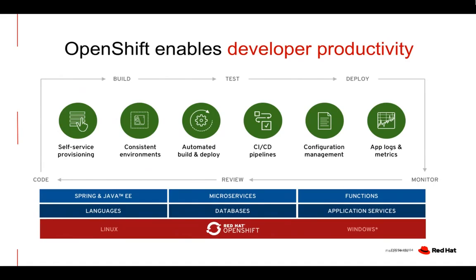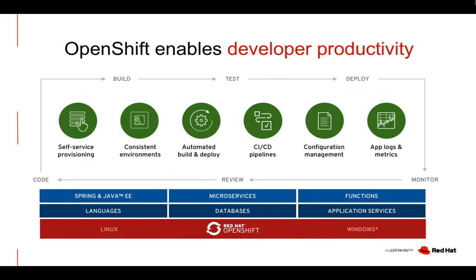So we provide automated pipelines, we have automated build and deploy capabilities, we have self-service capabilities, so the developer can choose the languages they want, the frameworks they want, the databases they want. It has built-in Jenkins and supported Jenkins as well. It has also application logs and metrics. They can define the scalability requirements of their application. They can do automated rollout of applications and much more, right?